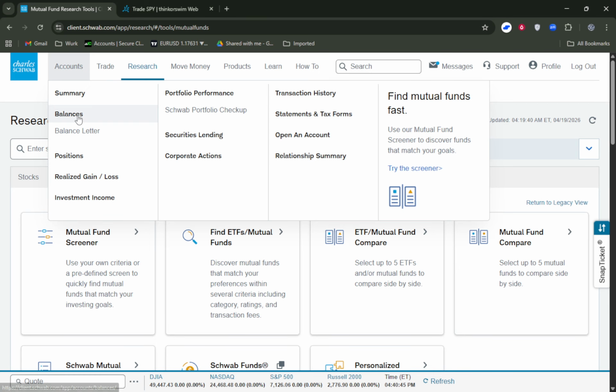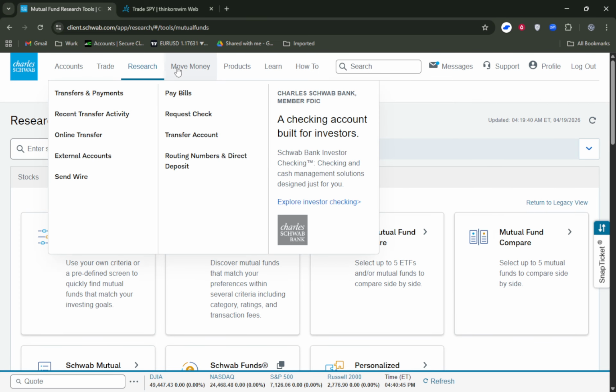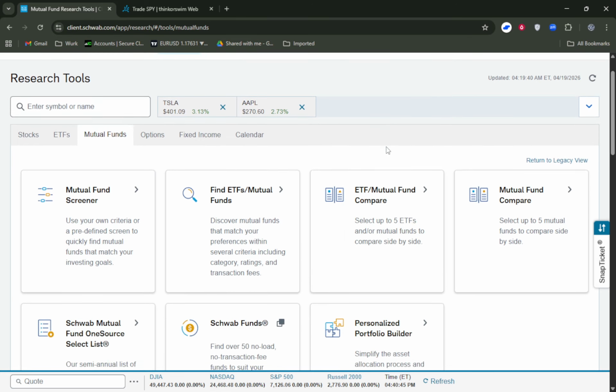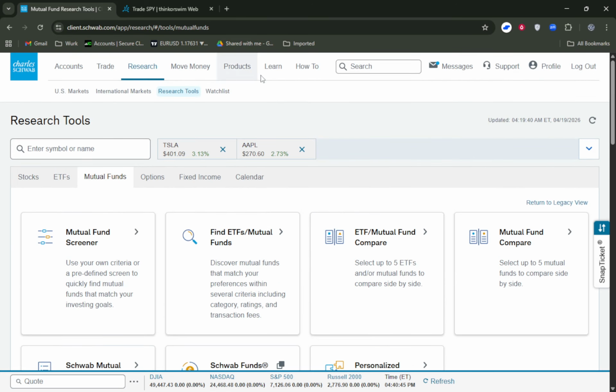Before you buy anything, make sure you have cash available in the account you plan to use. Mutual fund orders are placed in dollar amounts, so you'll need settled cash on hand. If you recently transferred money in, note that funds may take a bit to settle before they're available to trade.